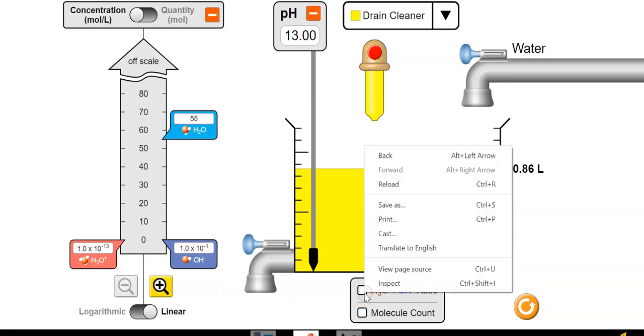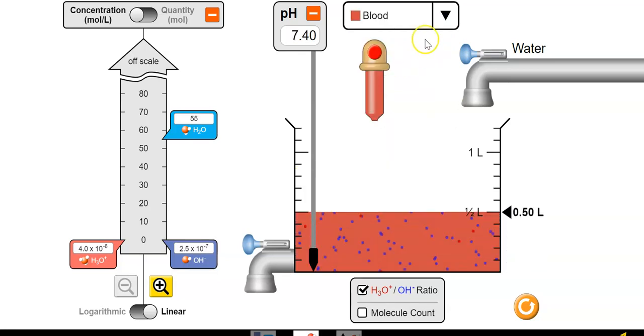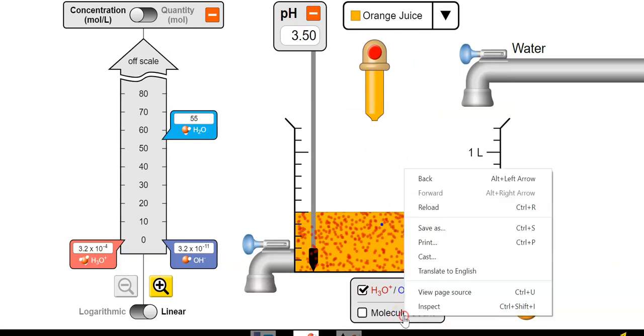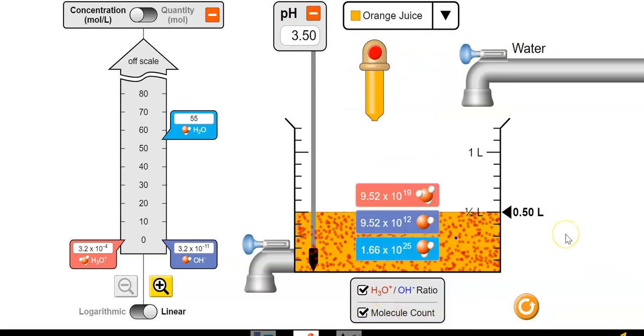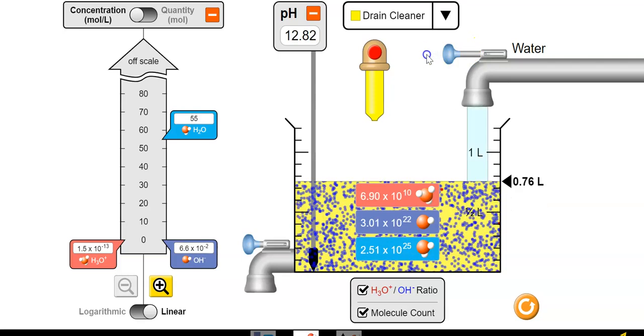Other features, you can select this button to see the ratio of hydronium to hydroxide. You can't see the absolute numbers of these. Obviously, this is just a representation. I can count 1, 2, 3, 4 red dots. 4 is not the amount of hydronium that would actually be in this solution. So this is just a representation, and as you change to various substances, you'll see different proportions of those ions. If you want to see actual values, you can click molecule count and see the different proportions. So this is water, hydroxide, this is the hydronium, and depending on what you're looking at, those values are going to change. They will also change if you adjust the scenario happening.